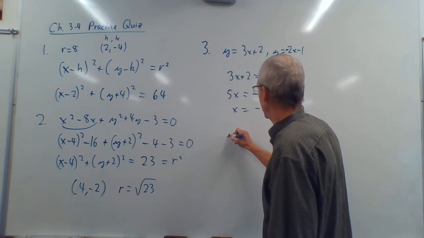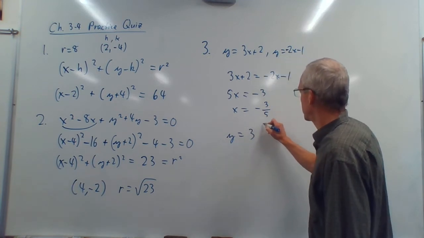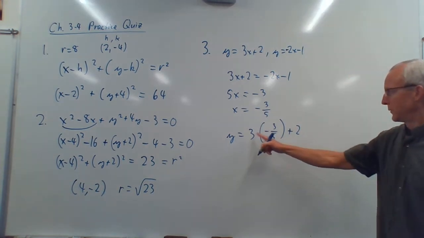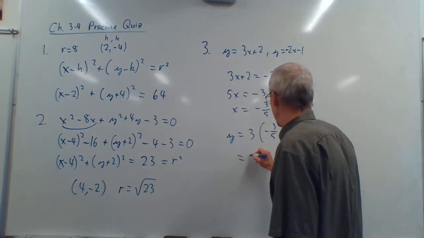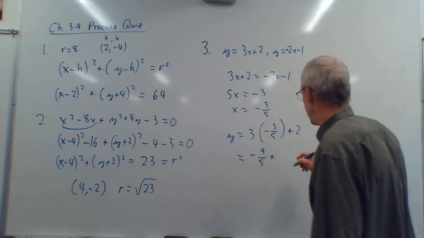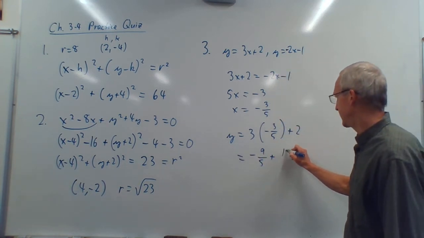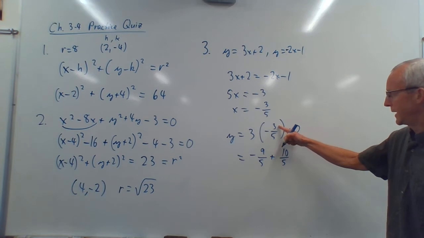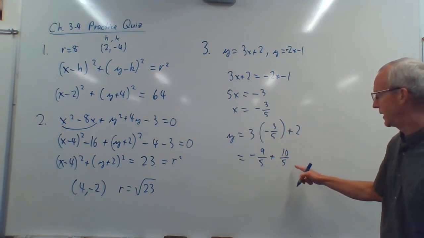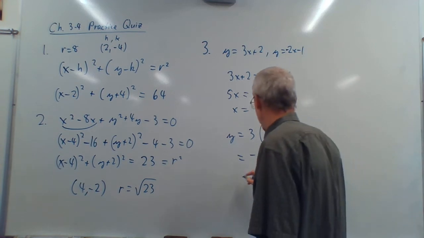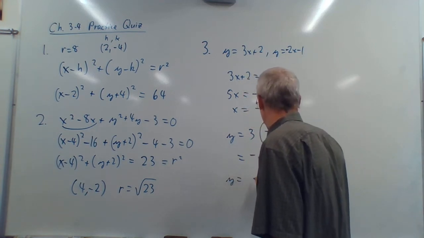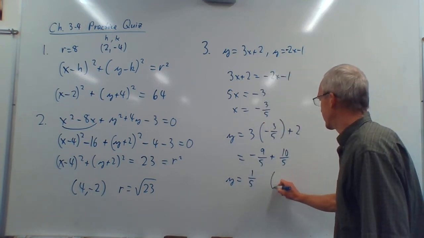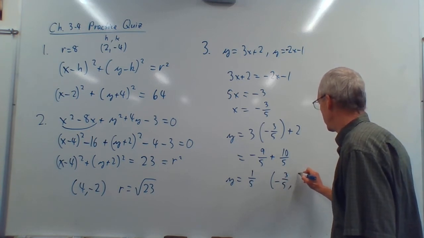So if this is x, then y is equal to 3 times x, 3 times negative 3/5, plus 2. 3 times negative 3 is negative 9, that's negative 9/5 plus, okay, I'm going to be really clever with fractions. 2 is the same thing as 10/5, right? 10 divided by 5 is 2. So negative 9/5 plus 10/5, looks like the 10 wins. So y is 1/5. So our intersection point is (negative 3/5, 1/5).